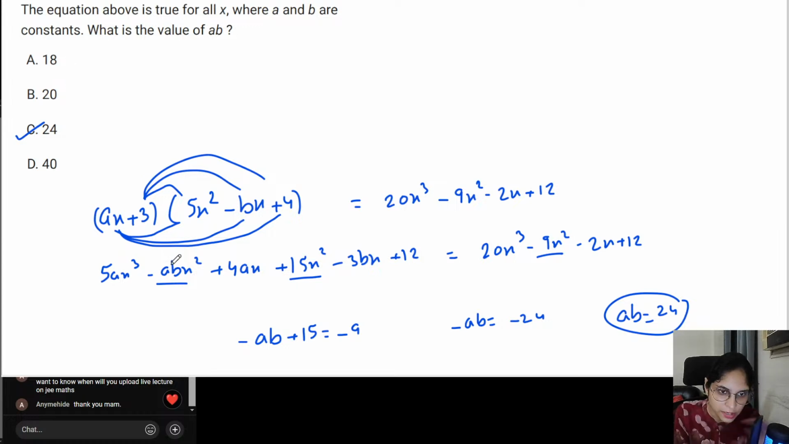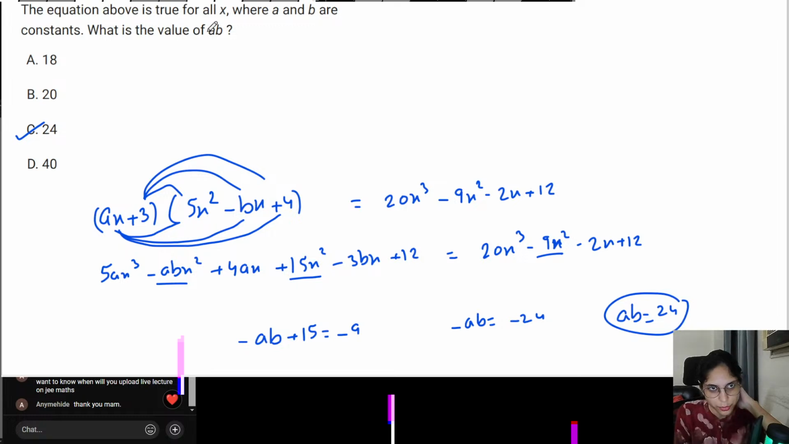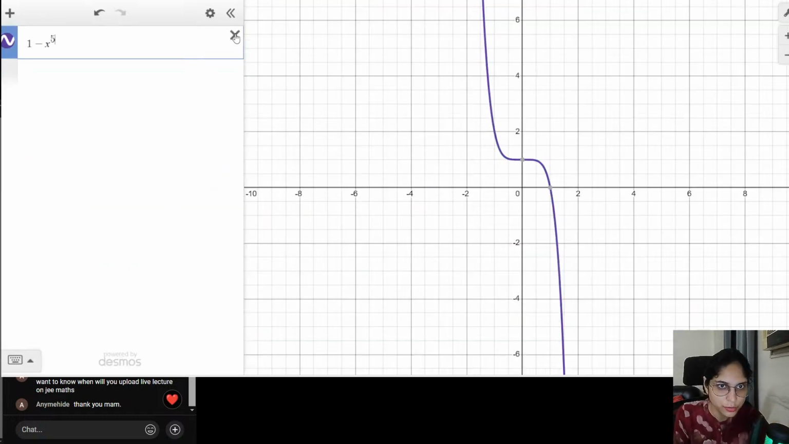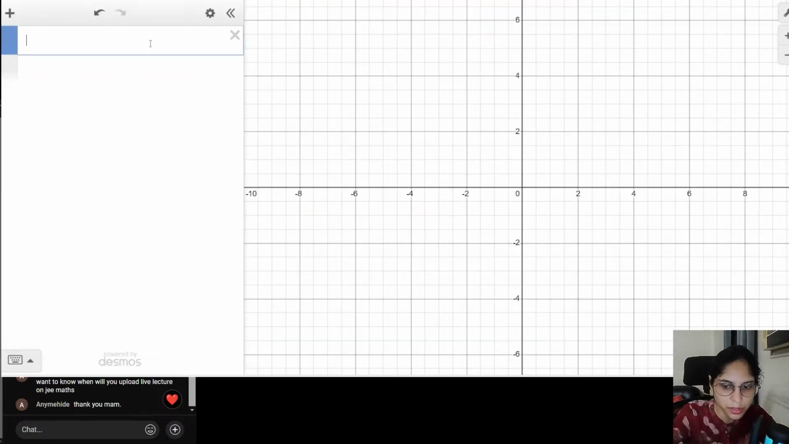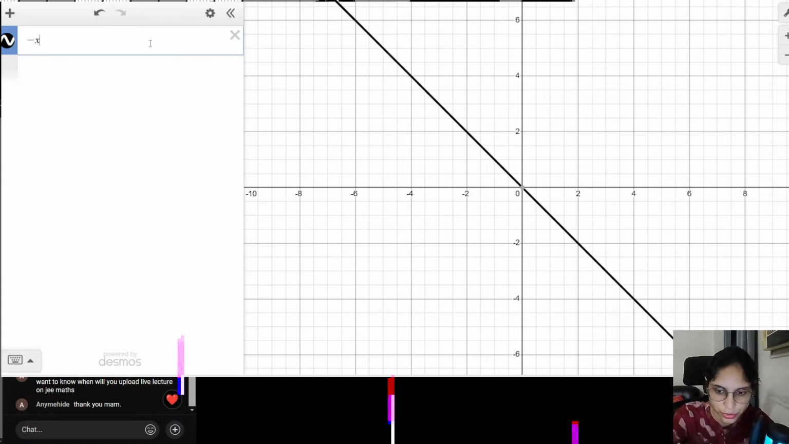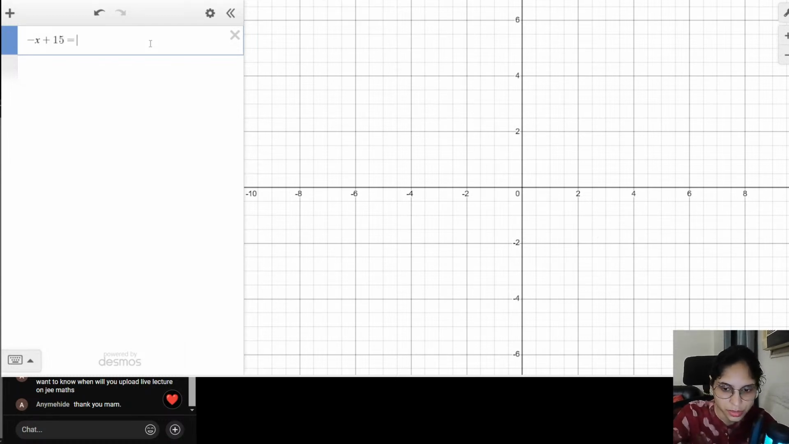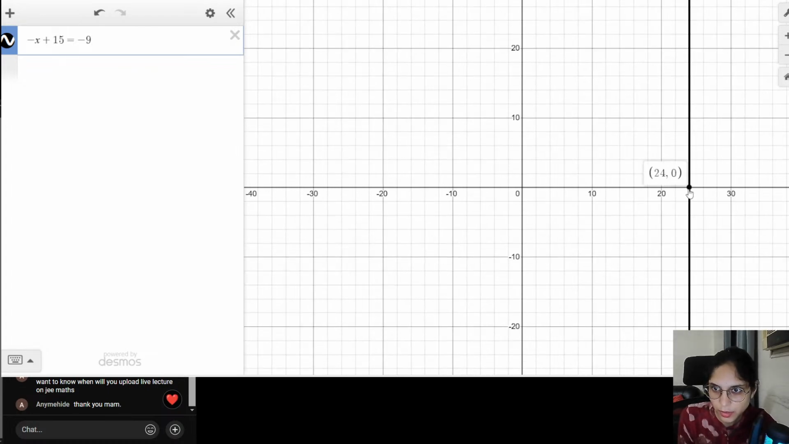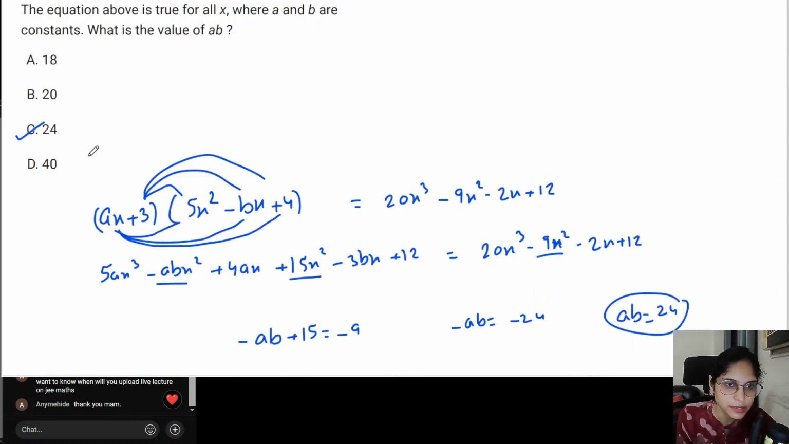You don't need to look at anything else. You want ab. It's a part of x squared. Collect all the x squared terms together. Compare it with the x squared on the other side. Solve it. You will get the value of ab. Or if you're not sure how to get this, instead of ab, you can write negative x because that is what you want. Plus 15 equals negative 9. Minus minus, you will get 24 as your answer. x is 24, that is ab is your 24. All right.